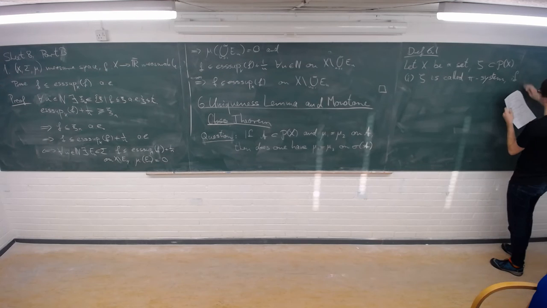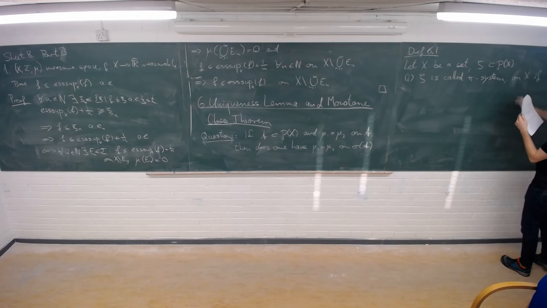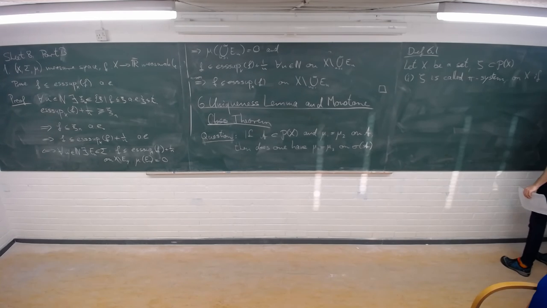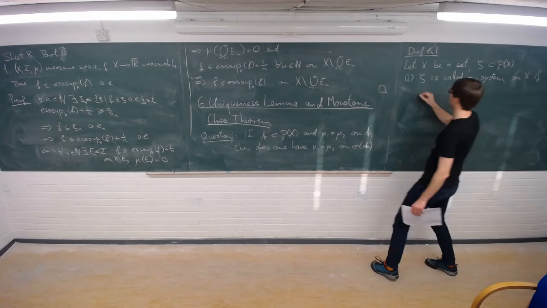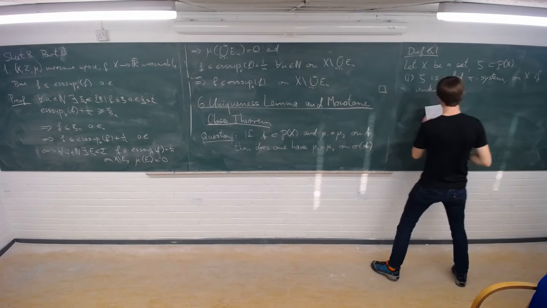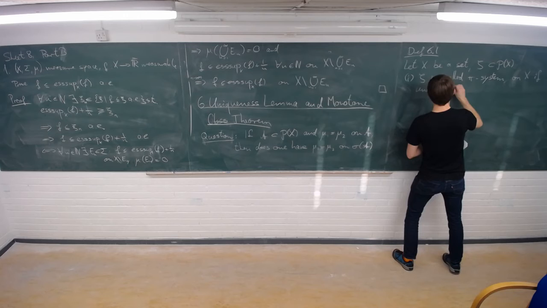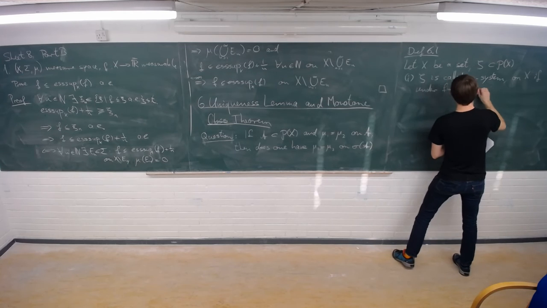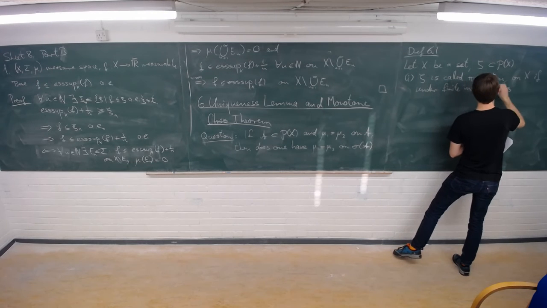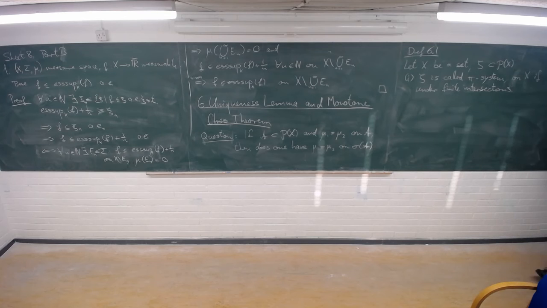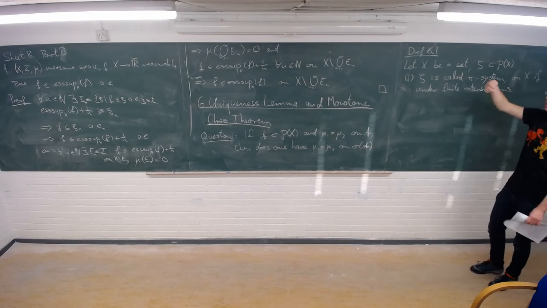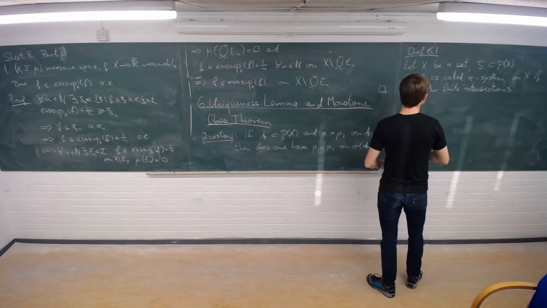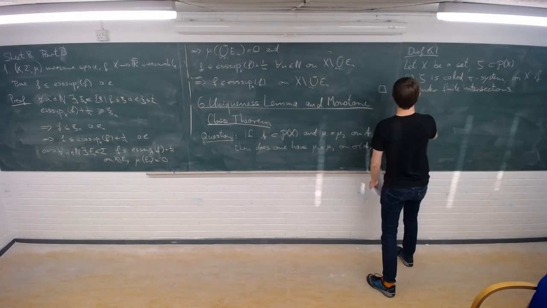S is called a pi system on X if S is closed under finite intersections. Okay, so this is simple. If you take the intersection of two elements of S and they're in S again, and this is always true, then S is called a pi system.